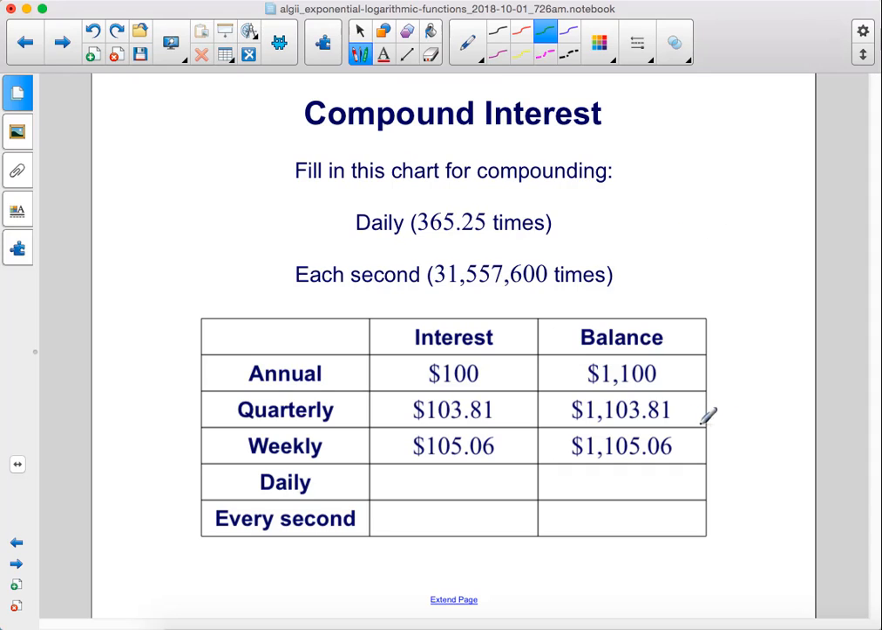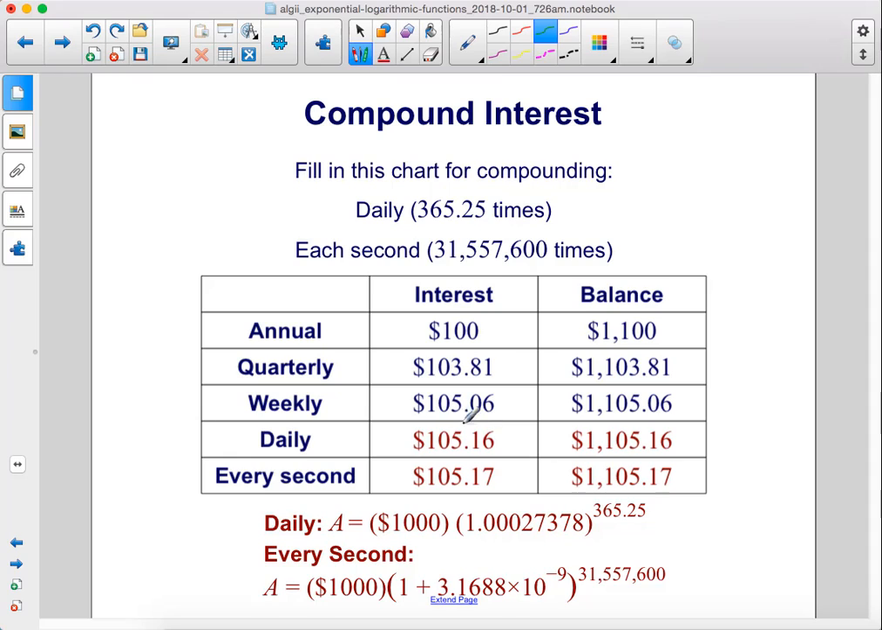Fill in this chart for compounding. So we have our annual compounding, we have quarterly, weekly, daily is going to be 365.25 times, so that will be our new N value, and every second would have this as our N value. So for daily, we would end up with 10 extra cents from the weekly amount, and by compounding every second, we would end up with 1 extra cent more.